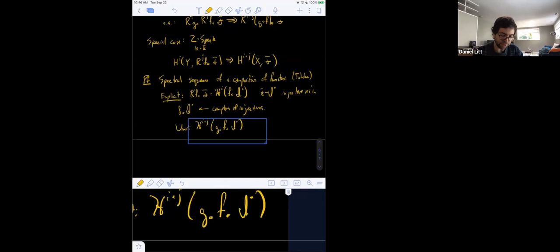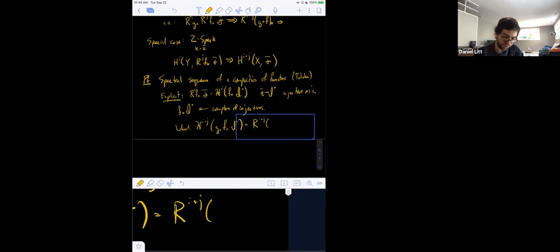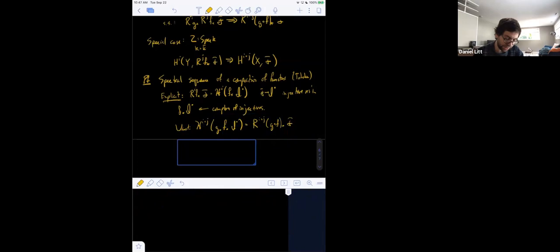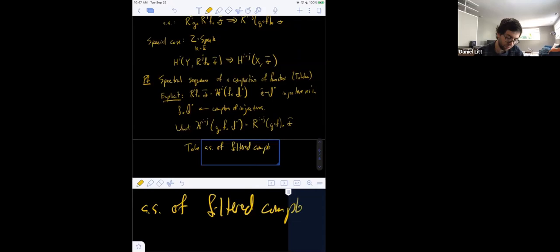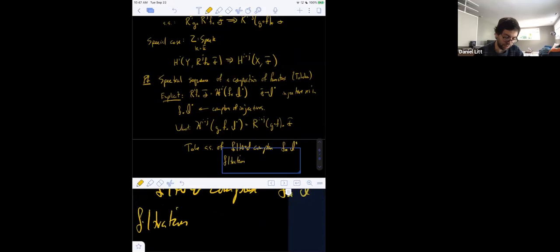Here I'm saying this literally is R^(i+j) of G composed with F lower star of F. Great. So the content here is that I don't have to replace this F lower star I with another injective resolution. Now in order to do that, you take the spectral sequence of the filtered complex, where the underlying complex is F lower star of I bullet, and the filtration is given by the truncations.